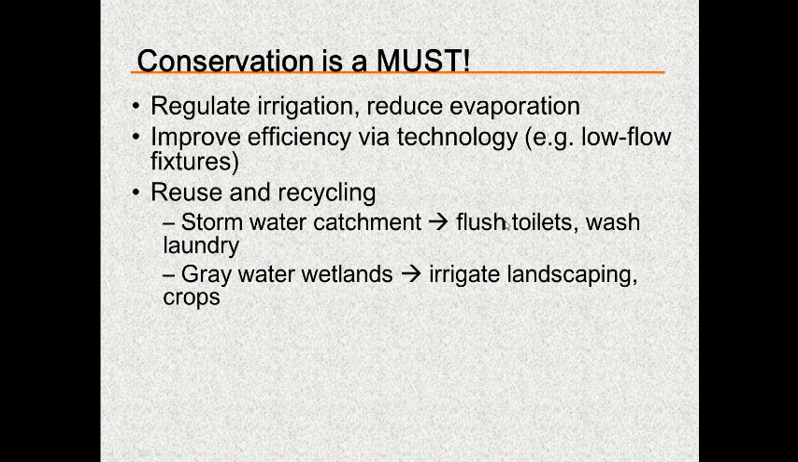We have to conserve. We need to regulate irrigation. We need to put systems in that reduce evaporation. We need to improve efficiency via technology, like using low-flow fixtures. We have to reduce, reuse, and recycle. So we need to think about what we're doing with stormwater catchment. Can we use stormwater for flushing toilets and washing laundry? Can we use gray water for wetlands, for irrigating landscapes and crops?